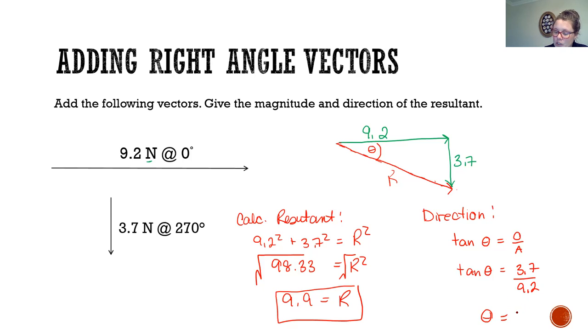We get 21.9, which is 22 degrees. Now, we have to look back, and we're going to put those two pieces together in a final statement. I don't want you to assume you have your angle correct.